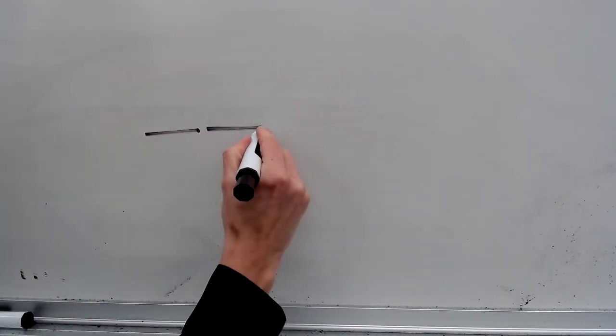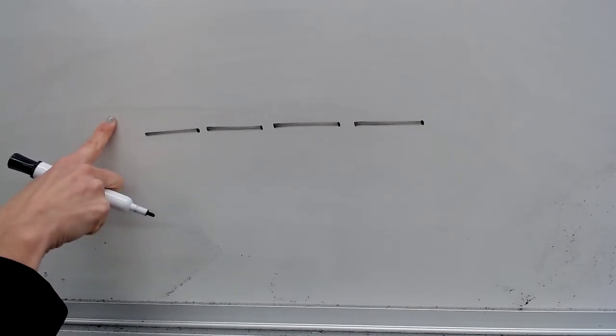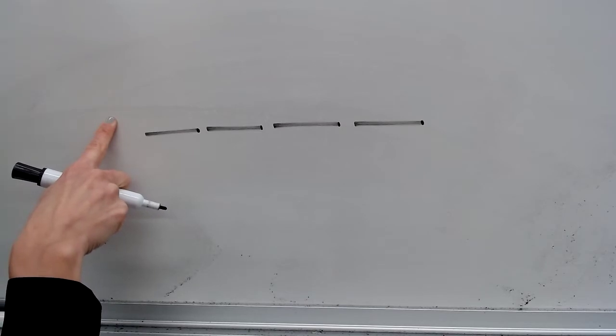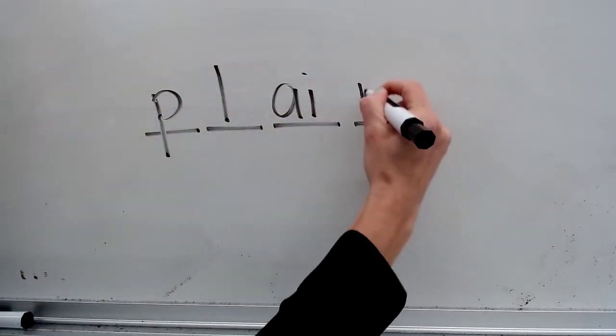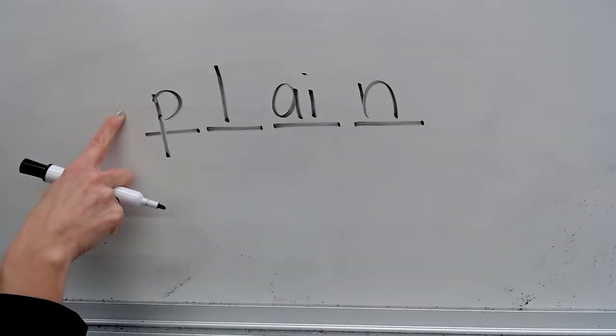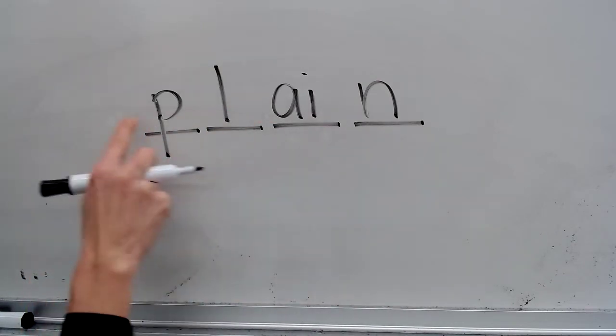All right, let's see how we do with our practice. Your first word is plain. What word? Plain. Stretch the sounds you hear in plain. Write your sound spellings for plain. Check it. Spell plain. P-L-A-I-N. Word. Plain. Yes, plain.